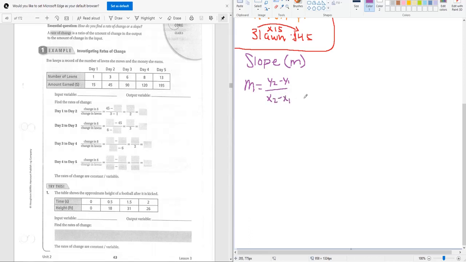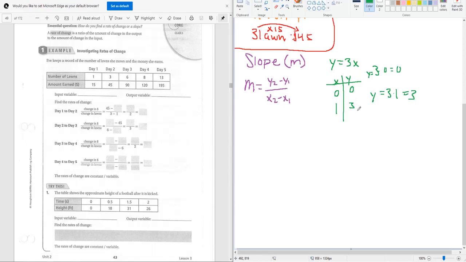This goes all the way back to when we were learning how to draw a line from an equation. Let's say you had y equals 3x. We had to pick two values for x. I chose 0 and 1. So y equals 3 times 0, which is 0. Y equals 3 times 1, which equals 3.